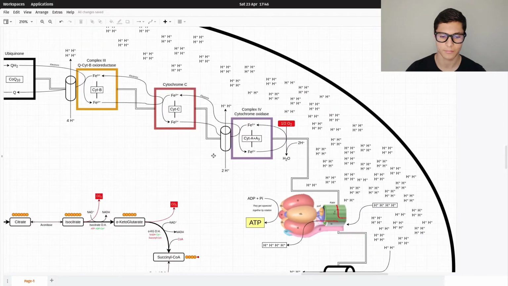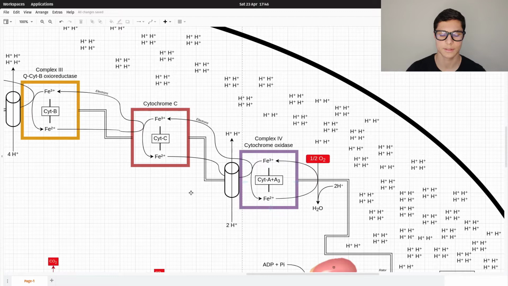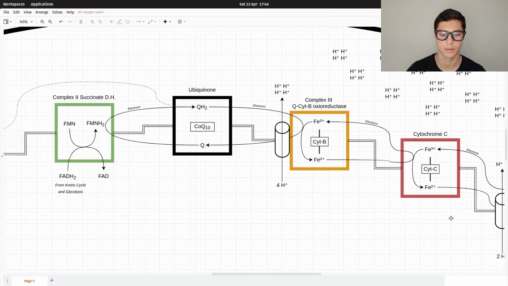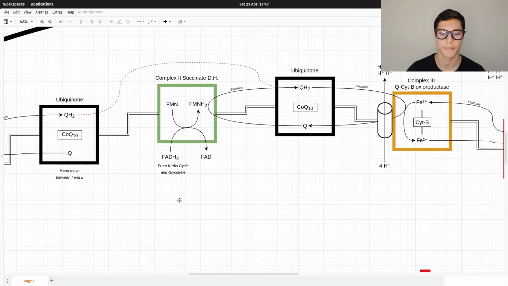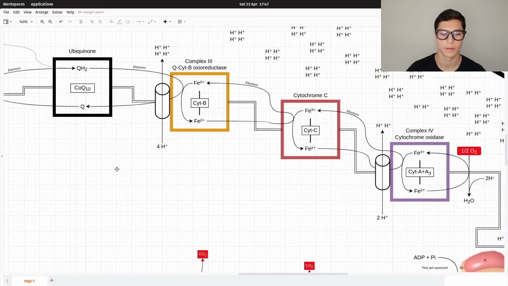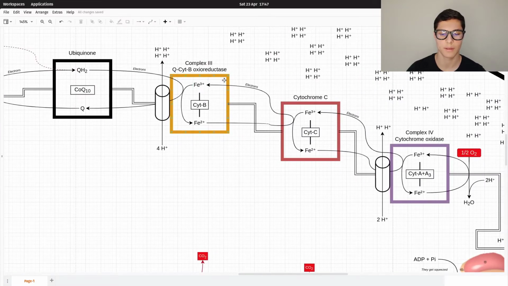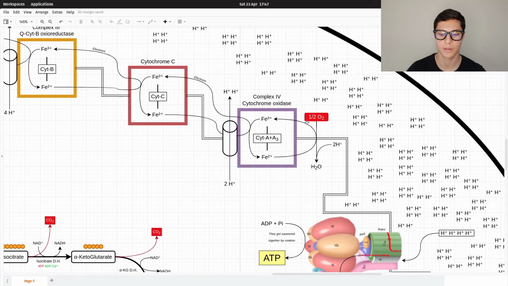The cool thing here is that this is like a hot potato game, because we start either on complex number 1 or on complex number 2, and we start giving electrons from here to here, from here to here. And it's just a game of giving electrons, passing them to the other enzyme until we get to the oxygen, which is the last acceptor. It's going to get all the electrons and it's going to create water.